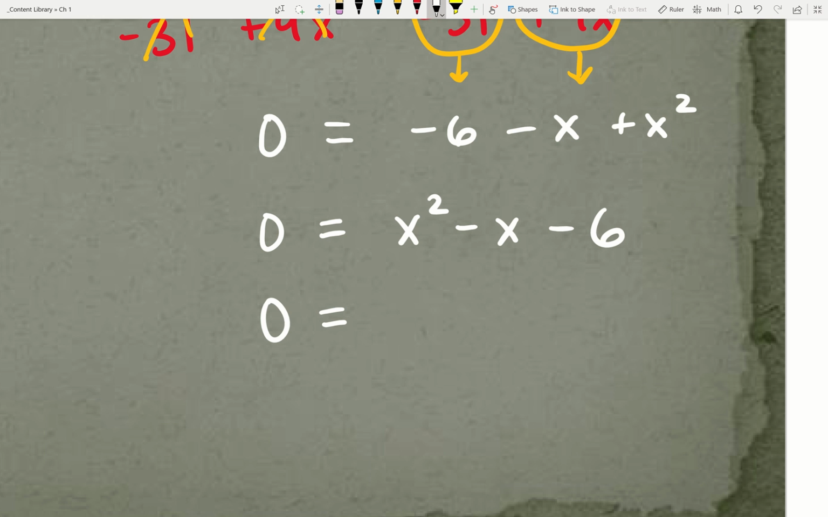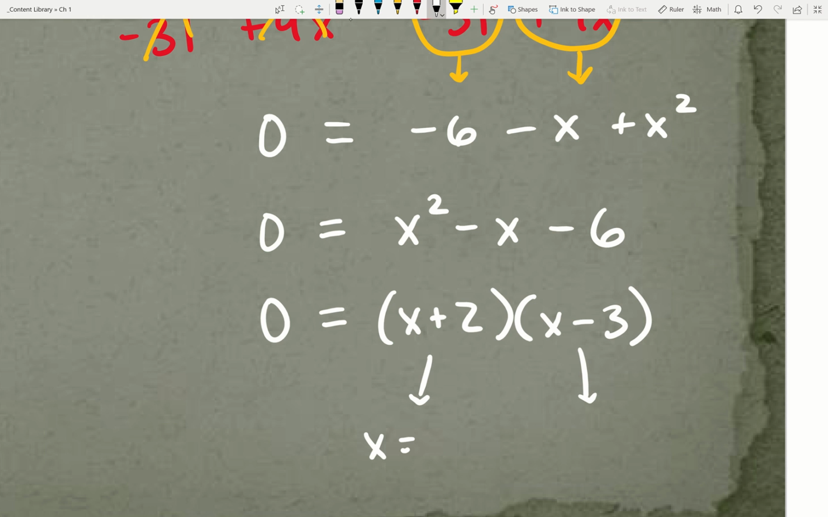And so to solve the rest of this, it just gets handled like a straight-up polynomial equation where we want to factor and then use zero product property. So I'll factor this into x plus 2 times x minus 3, and then we would use zero product property here and find that our two solutions are going to be x is equal to negative 2 and x is equal to positive 3, okay?